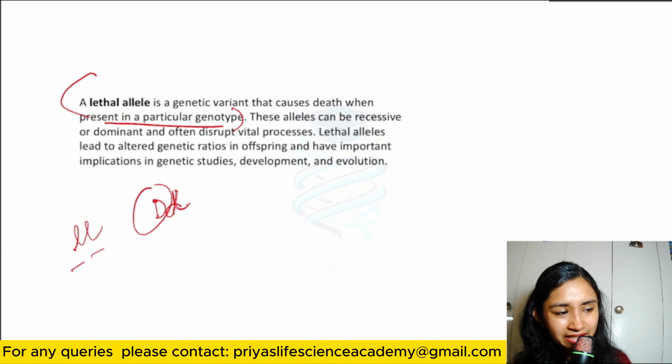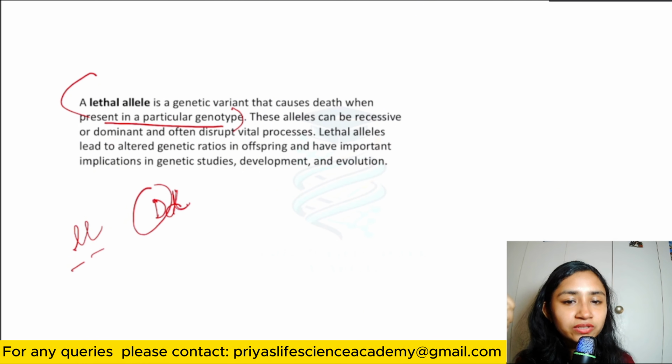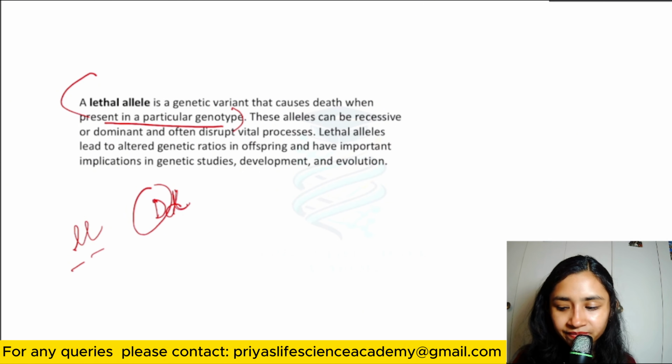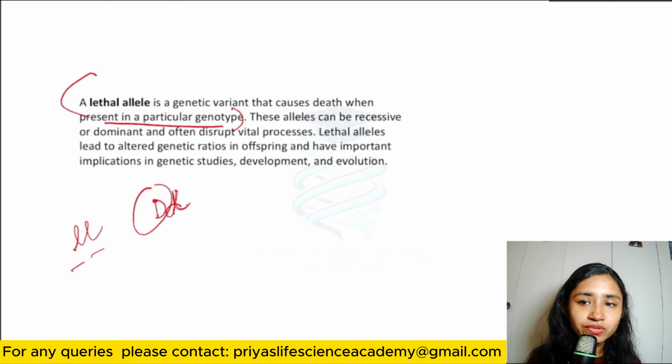Why can they be lethal? They are lethal because they affect vital processes, the metabolic processes that regulate our body, so they highly impact our lives. That is why they are known as lethal alleles. I hope you understood, students, what is a pseudoallele, what is an isoallele, and what are lethal alleles.